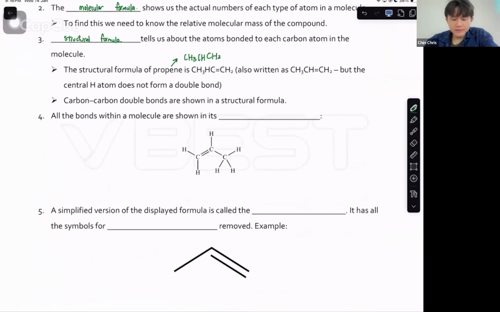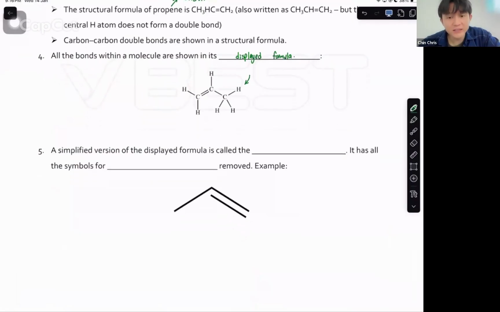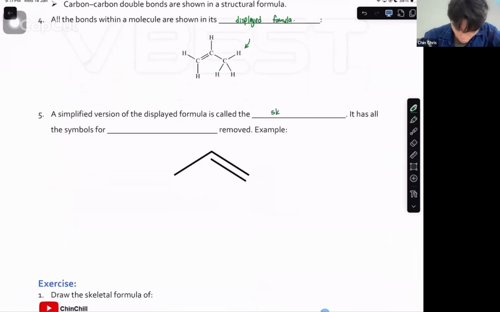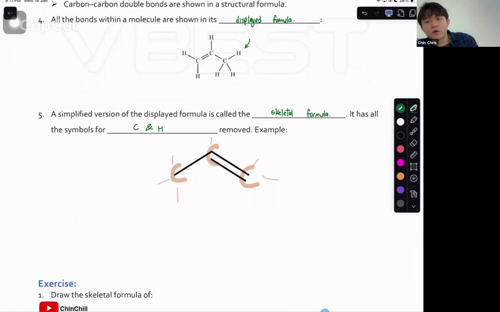Next, if you draw it out, we call it a displayed formula. When you draw it out, it turns into a displayed formula. And finally, we have the zigzag, known as the skeletal formula. In a skeletal formula, each end that you're looking at is a carbon, with all the hydrogens removed, 1, 2, 3 hydrogen, 1, 2, 3 hydrogen. Carbon and hydrogen removed, that we call a skeletal formula. Clear?